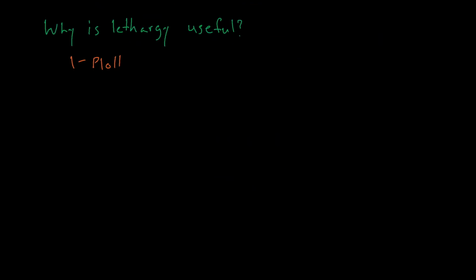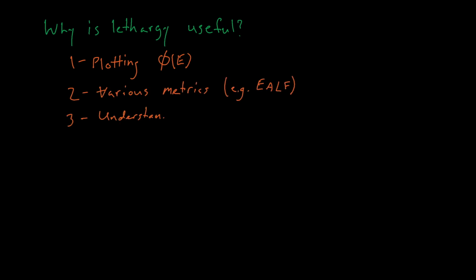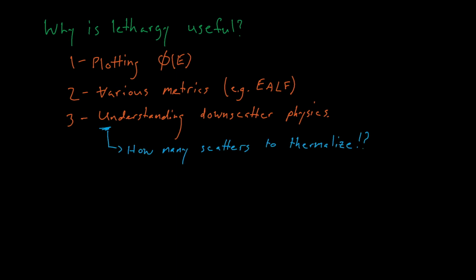So lethargy is useful for plotting the neutron flux, for developing some other metrics describing a reactor spectrum, and, as it turns out, also for understanding the physics of slowing down. Specifically, understanding how many scattering events are necessary for neutrons to thermalize. Let's say we have a neutron in the slowing down energy range that's undergoing S-wave, or isotropic, scattering, and it's scattering from an initial energy E sub I to a final energy E sub F.